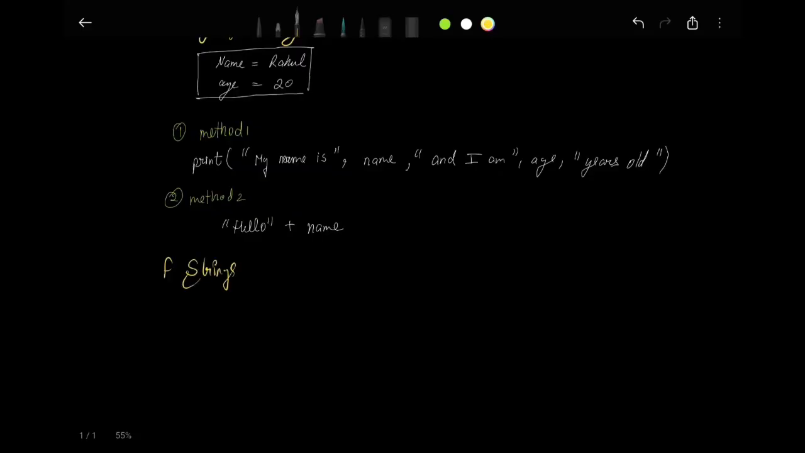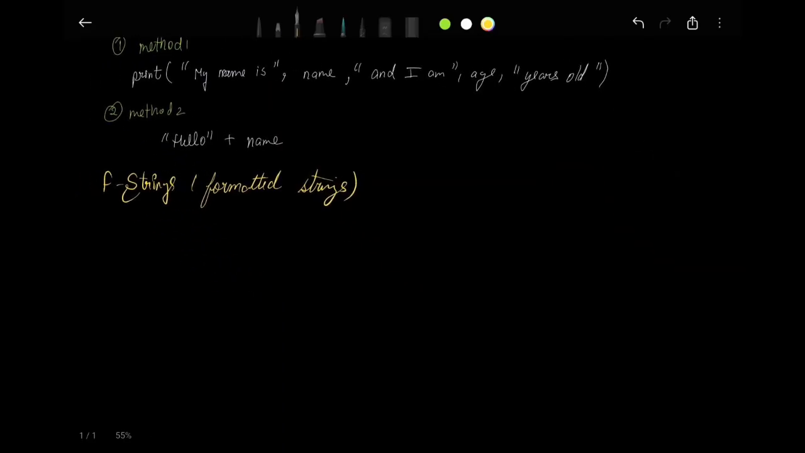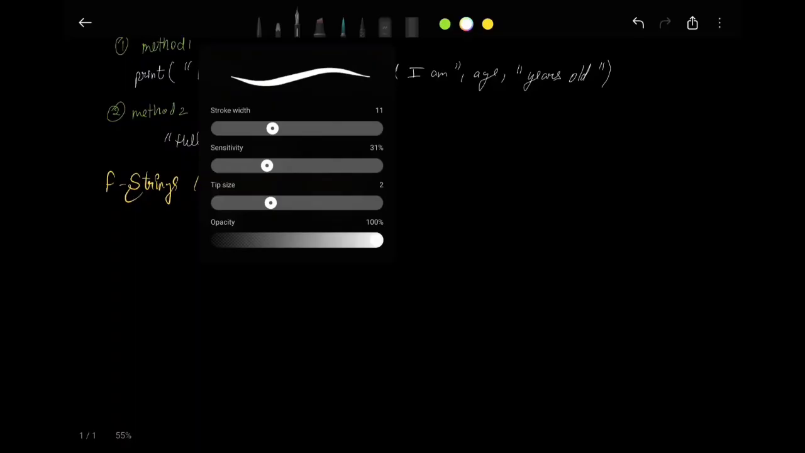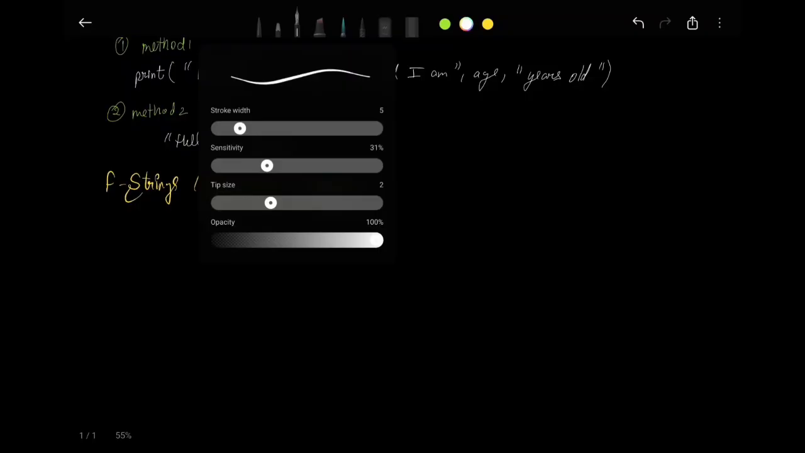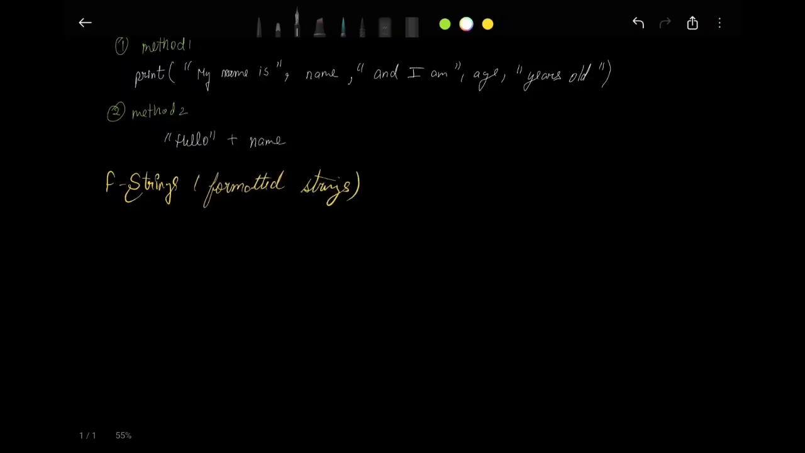F strings, also called formatted strings. An f string allows us to directly insert variables inside a string.